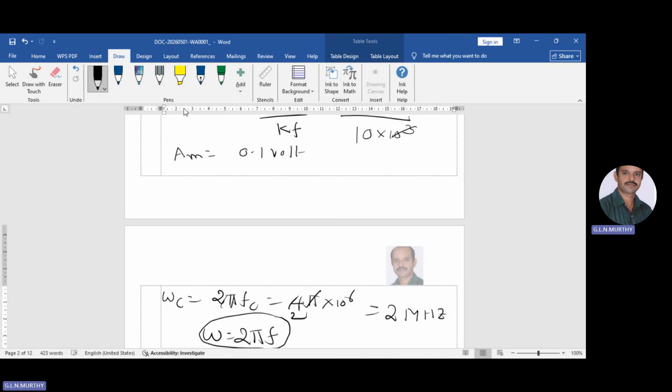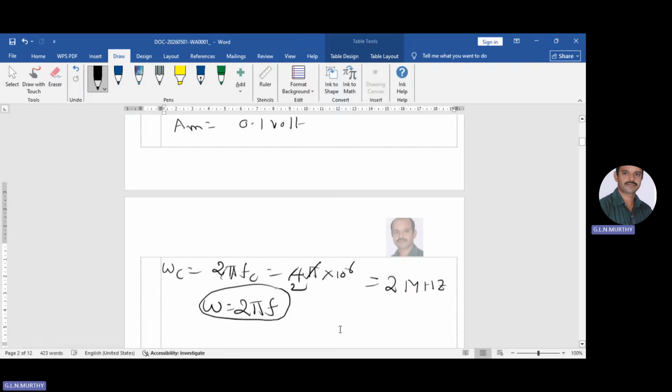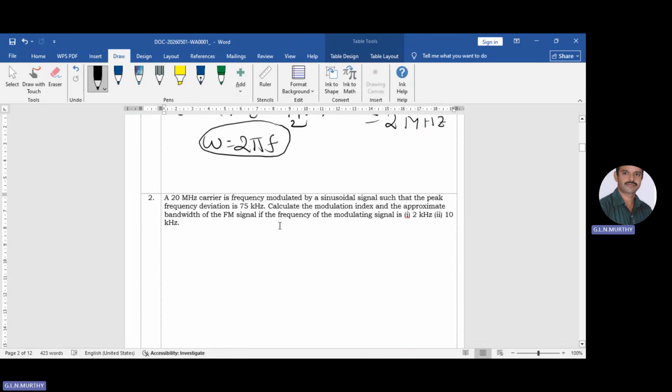Most of the time, in amplitude modulation and in frequency modulation, you will be asked about power and bandwidth only. So let us see another example. A 20 megahertz carrier is frequency modulated by a sinusoidal signal. The frequency deviation is 75. What is asked? Modulation index and bandwidth are asked.